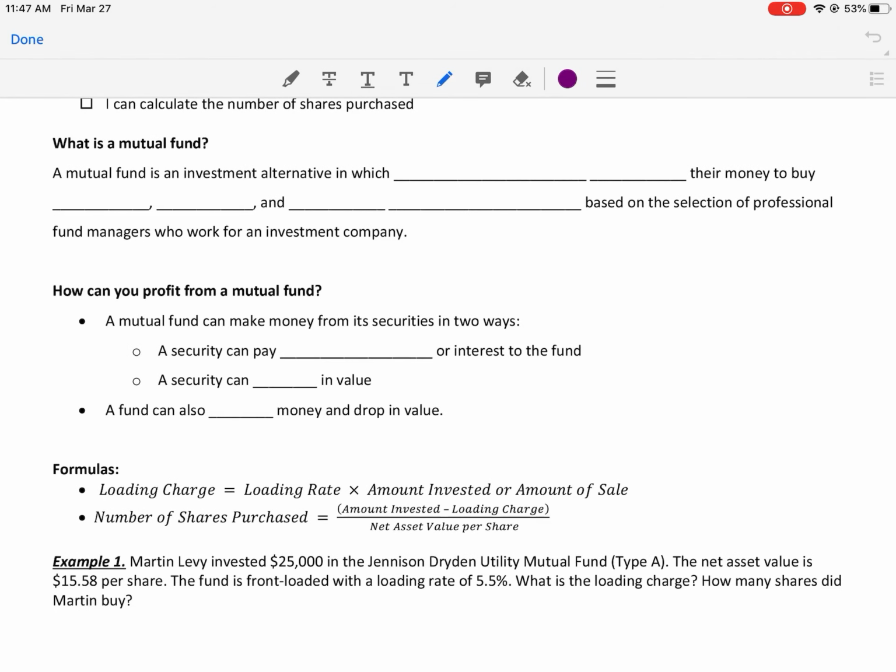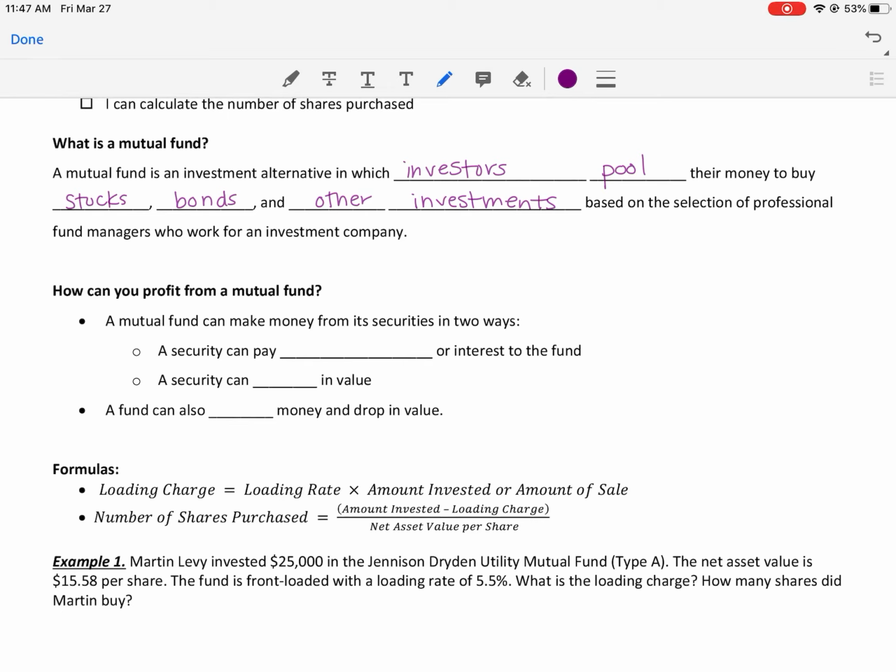A mutual fund. What is a mutual fund? A mutual fund is an investment alternative in which investors, meaning people who are putting their money in, pool, or put together, their money to buy stocks, bonds, and other investments based on the selection of professional fund managers who work for an investment company.